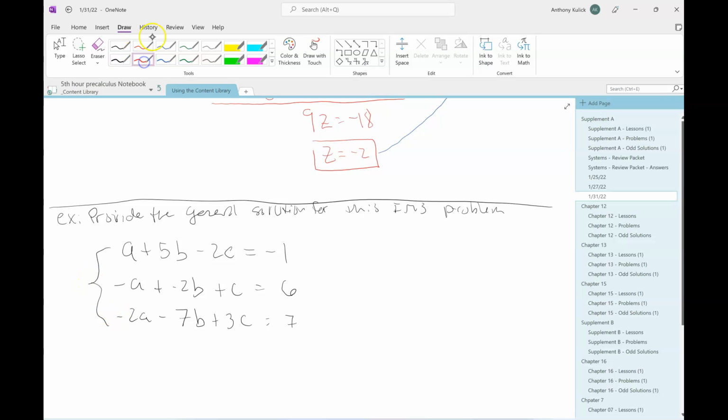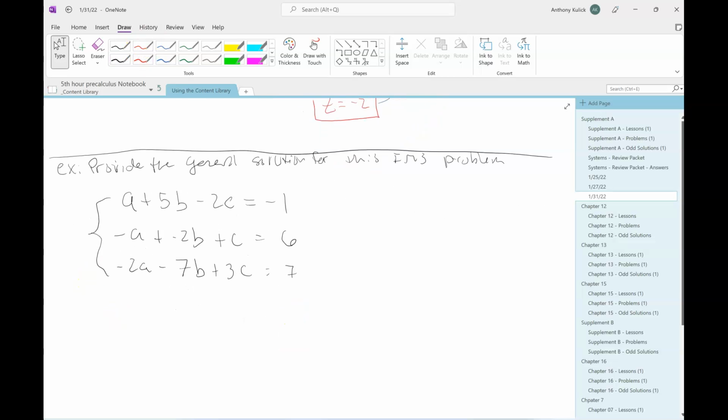All right. So here we have a system. A plus 5b minus 2c equals -1. Negative a minus 2b plus c equals 6. I'll just make that a minus sign there. I don't know why I wrote plus a negative. And then negative 2a minus 7b plus c equals positive 7. And we're asked to provide the general solution for this infinitely many solutions problem.